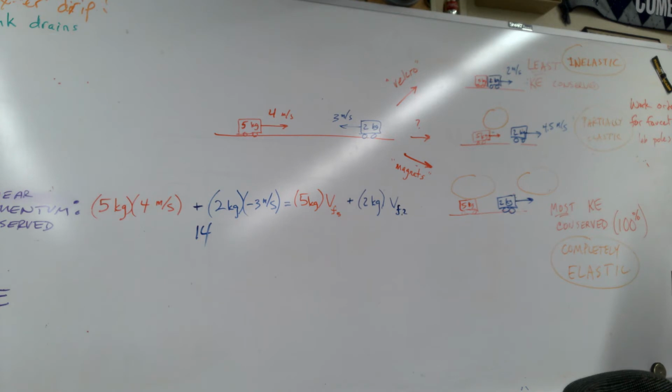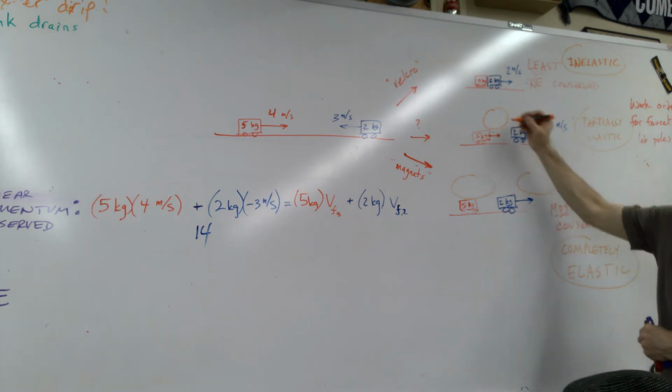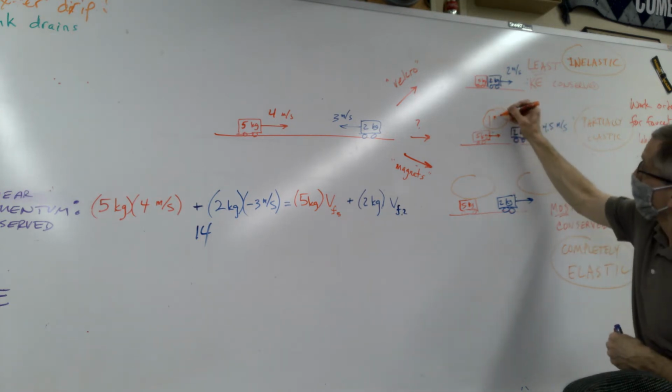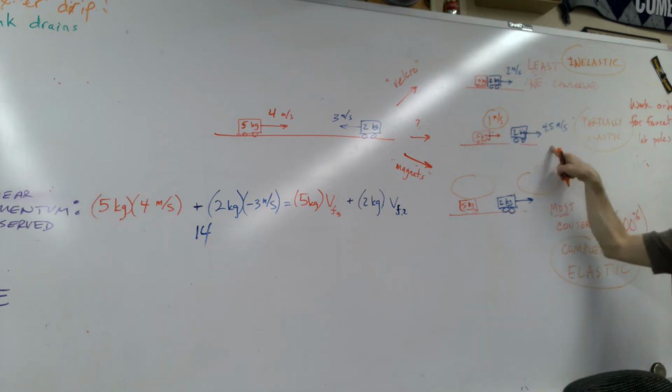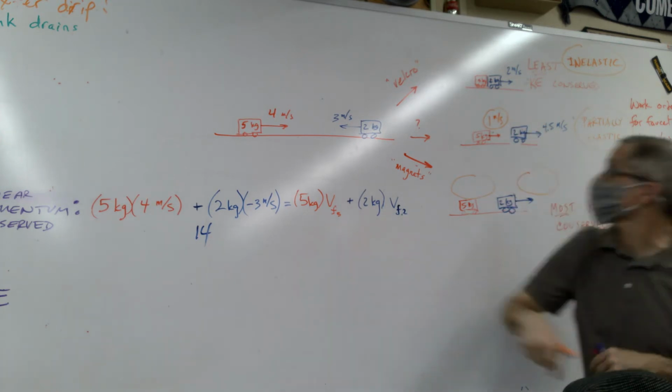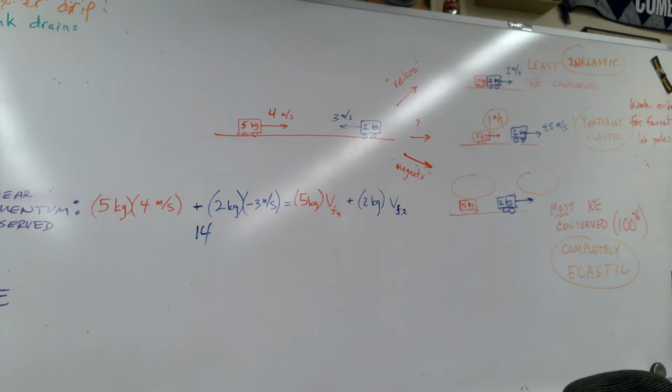All right, blurt it out if you know it. Got to be 1 meter per second, because this guy has 9 units of the momentum, and we need 5 more to make the total of 14. So that's where we get the other 5.